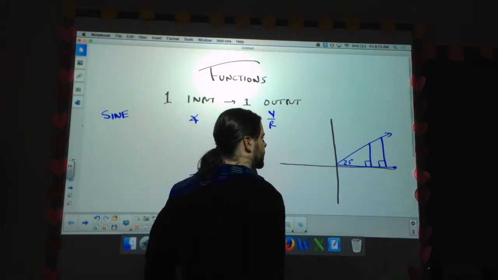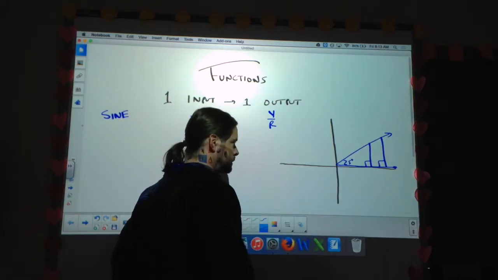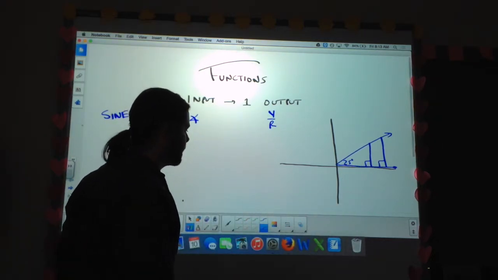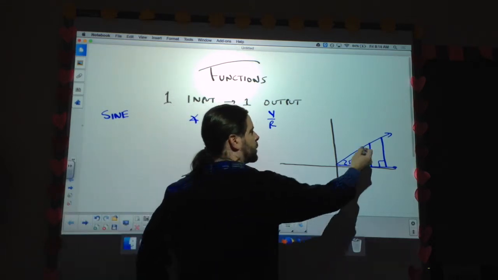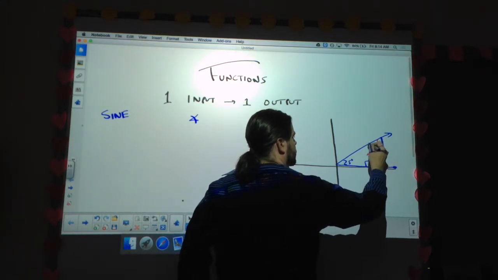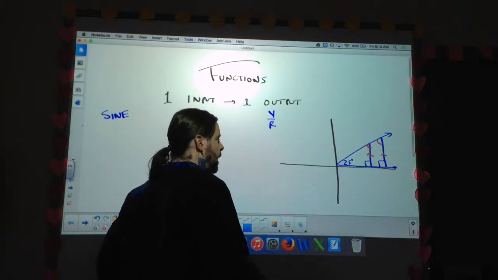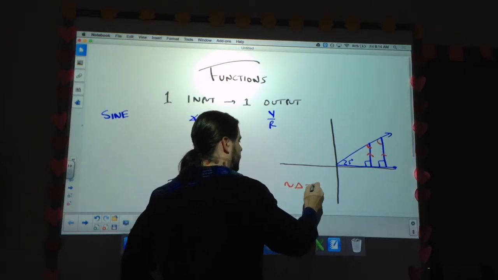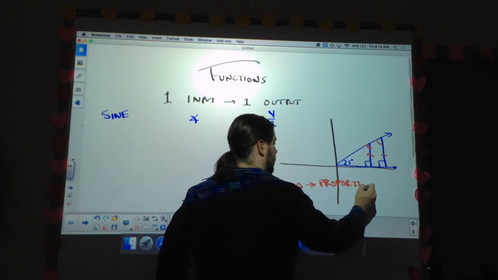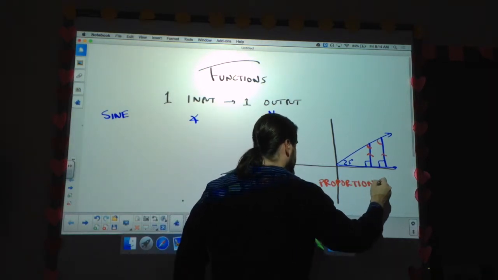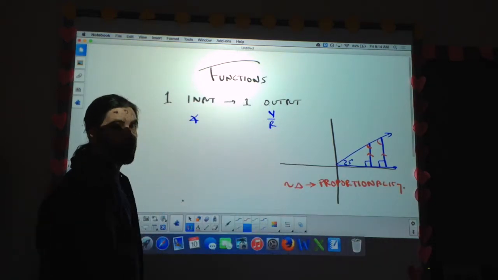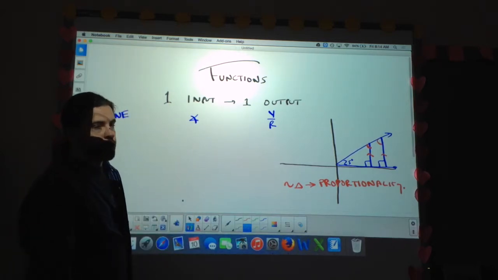Because if I drop another perpendicular here, I have two angles the same. I have two similar triangles by angle-angle similarity. I could prove that these angles are the same by subtracting from 180, or by knowing that these are parallel lines and these are corresponding angles. Similar triangles imply proportionality, and proportionality means equal ratios. That's why any angle gives me the same ratio, and so sine is a function.